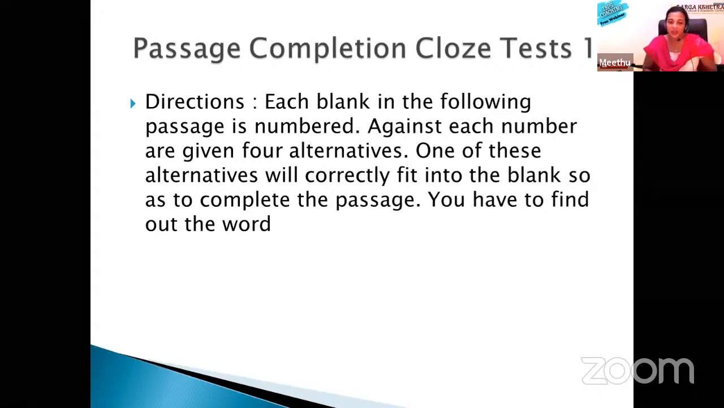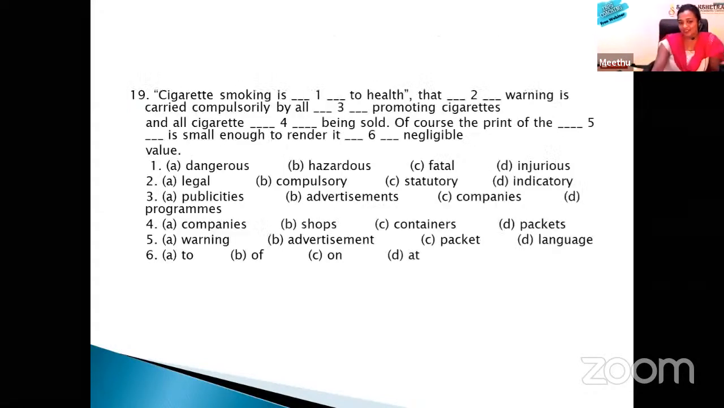Okay, next one. Passage completion, cloze test. Directions: each blank in the following passage is numbered. Against each number are given four alternatives. One of these alternatives will correctly fit the blank so as to complete the passage. You have to find out the word. You'll understand when you see the question.